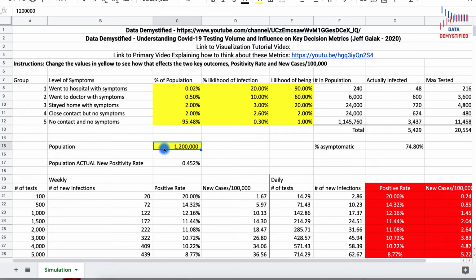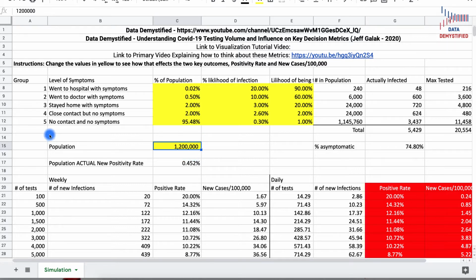The first one is not the most important, but it needs to be set. This is the population size of the community that you're going to be considering. It's important because we're actually going to look at the absolute number of tests, so put a number that reflects your community size. My county, Allegheny County, has 1.2 million people, and so that's what I'm putting over here.